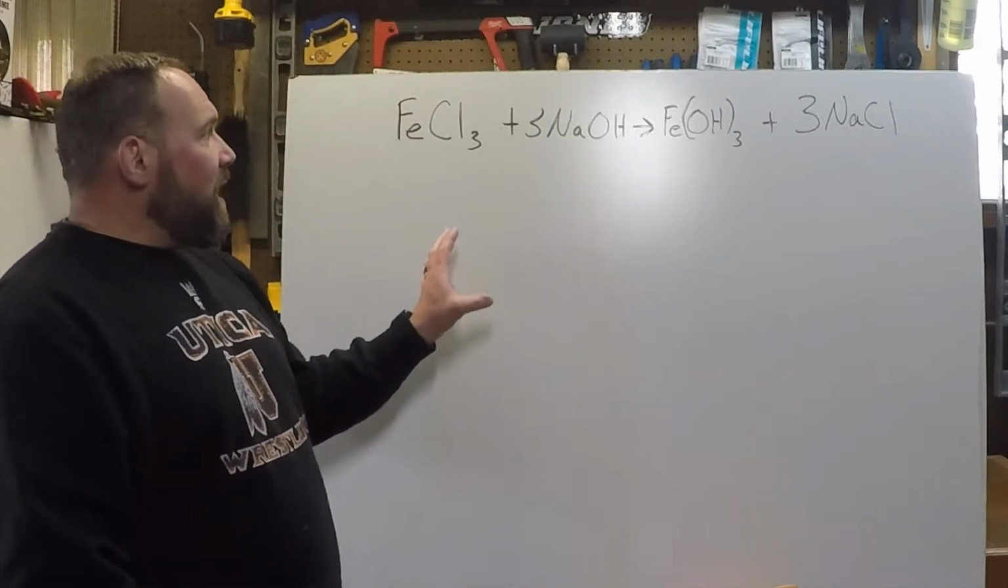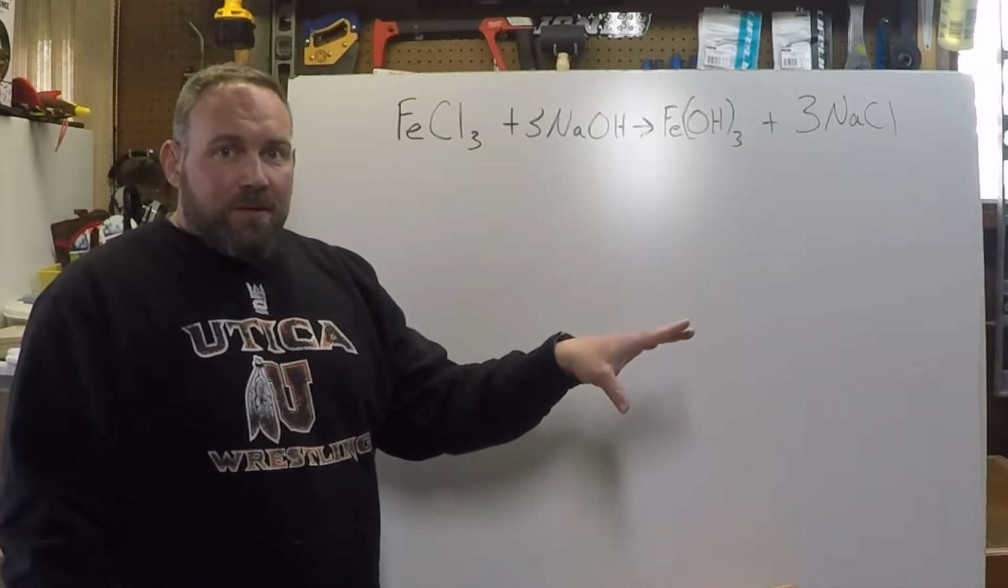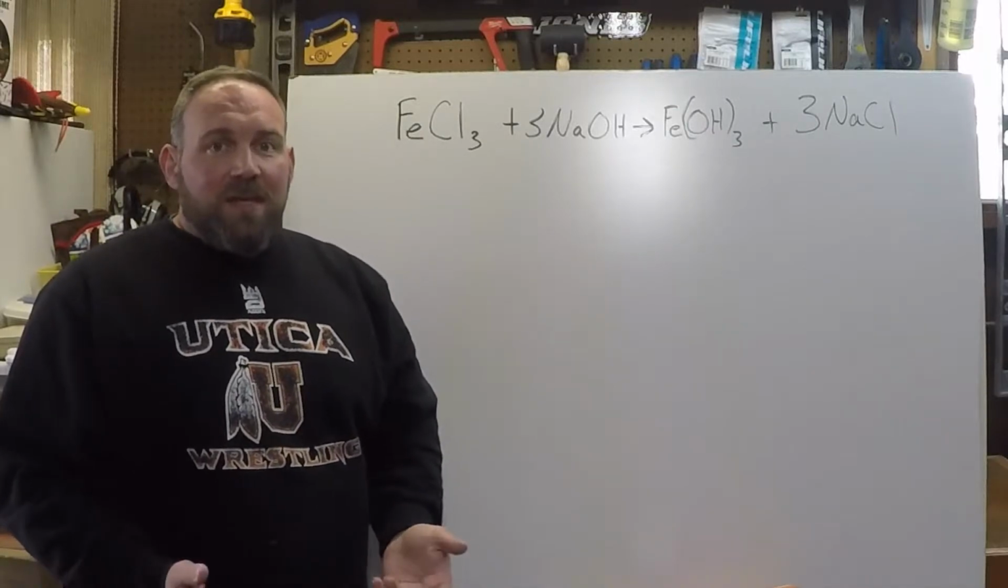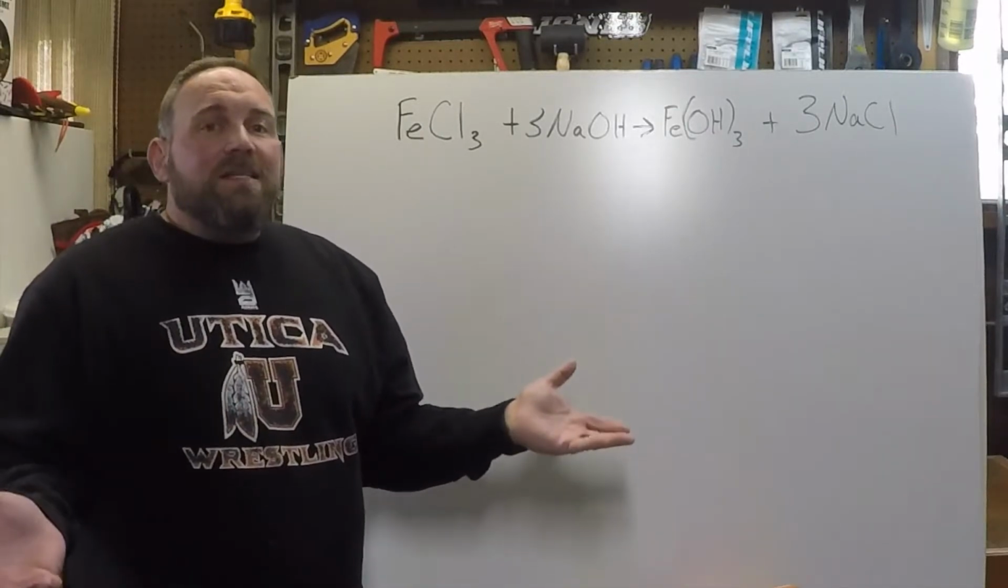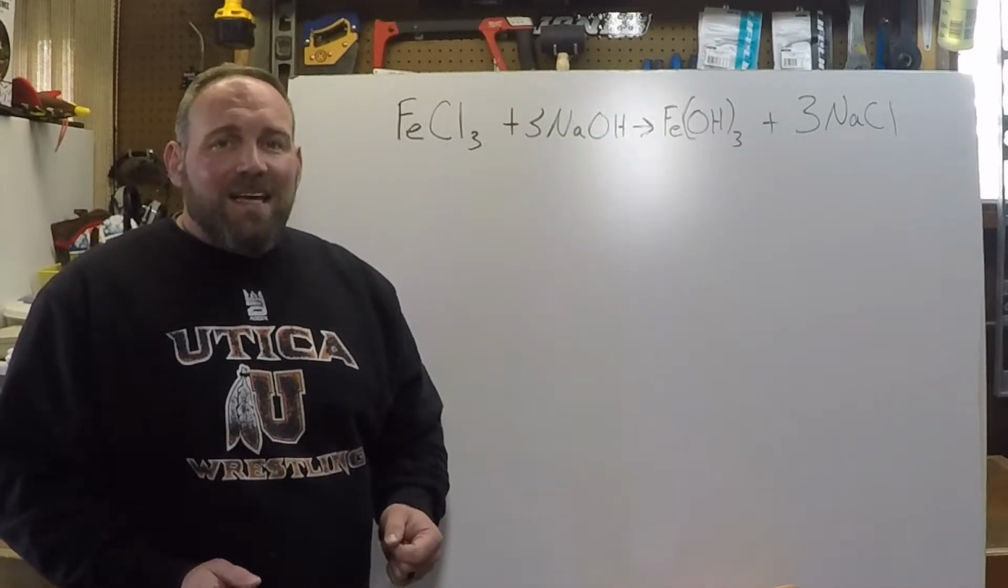Now we could have an excess of one and then the other. Combustion reactions are like that. Whenever we burn something, we need the oxygen. Well, we have lots of oxygen in the atmosphere for it to burn, so we have what we call an excess of oxygen.